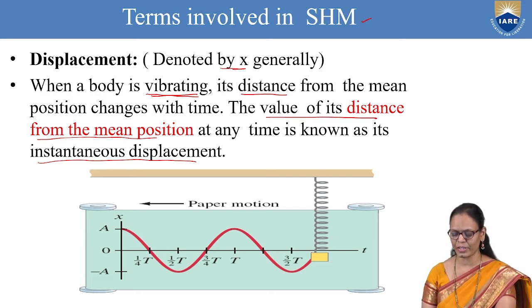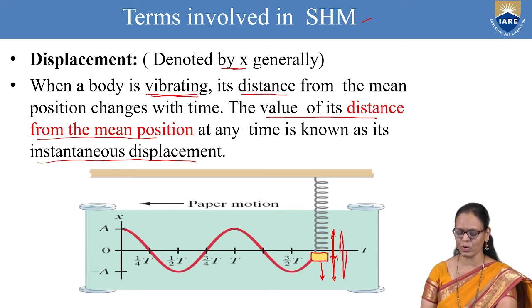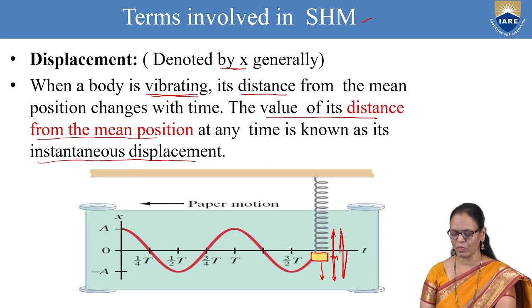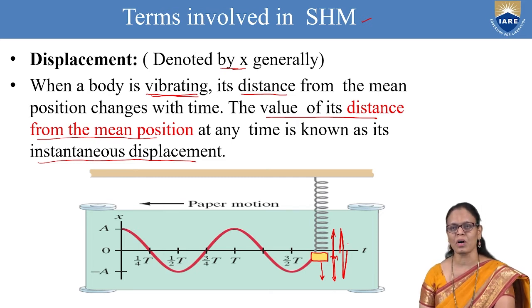Here we are considering a block of mass m, which is attached to a spring. Suppose I pull the spring down, bring the block down and leave it. What happens? It will keep on oscillating to and fro. It will go up, come to the equilibrium position, again come down and come back to the equilibrium position. So one to and fro motion is called one oscillation.